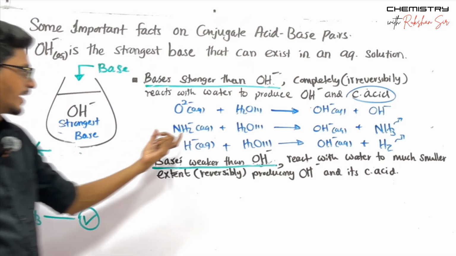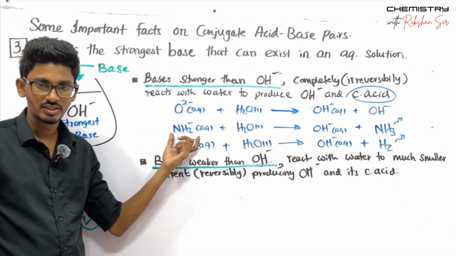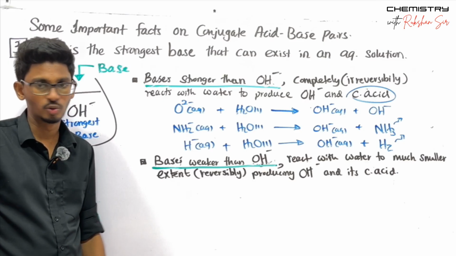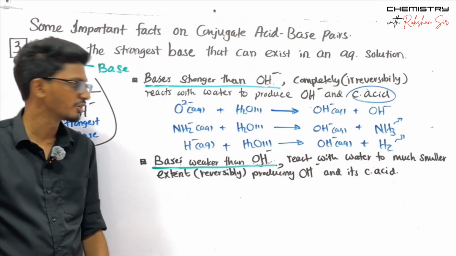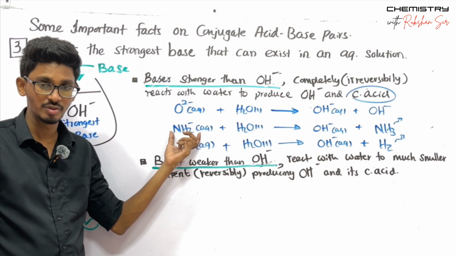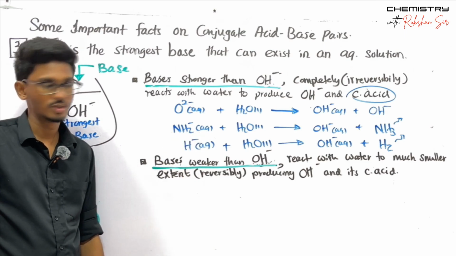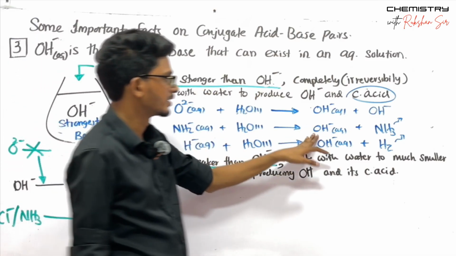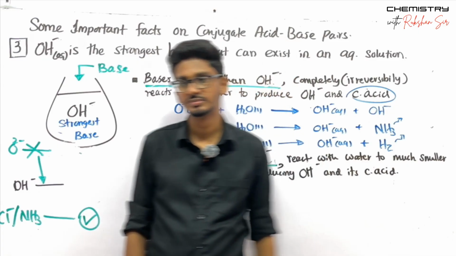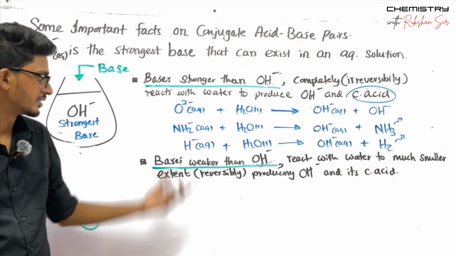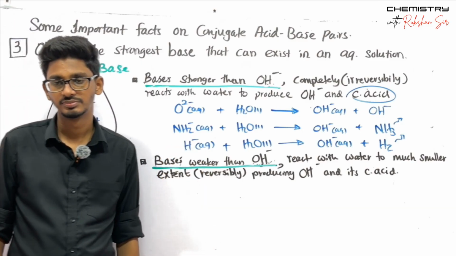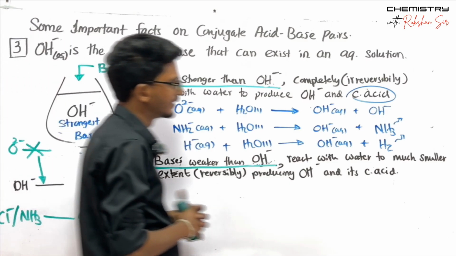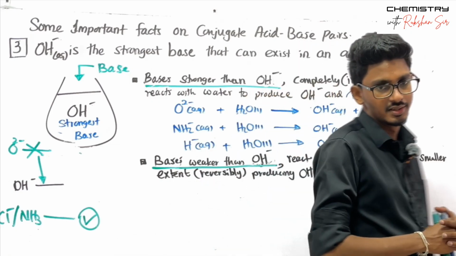Even this one: if you add NaNH2 to water, you won't see the production of Na plus aq and NH2 minus aq. NH2 minus aq can't last in aqueous solutions because NH2 minus is a stronger base than the OH minus. So that NH2 minus will completely react and be consumed to produce the OH minus and the conjugate acid. That is the same as what happens with the H minus as well. Okay, that is the idea here.